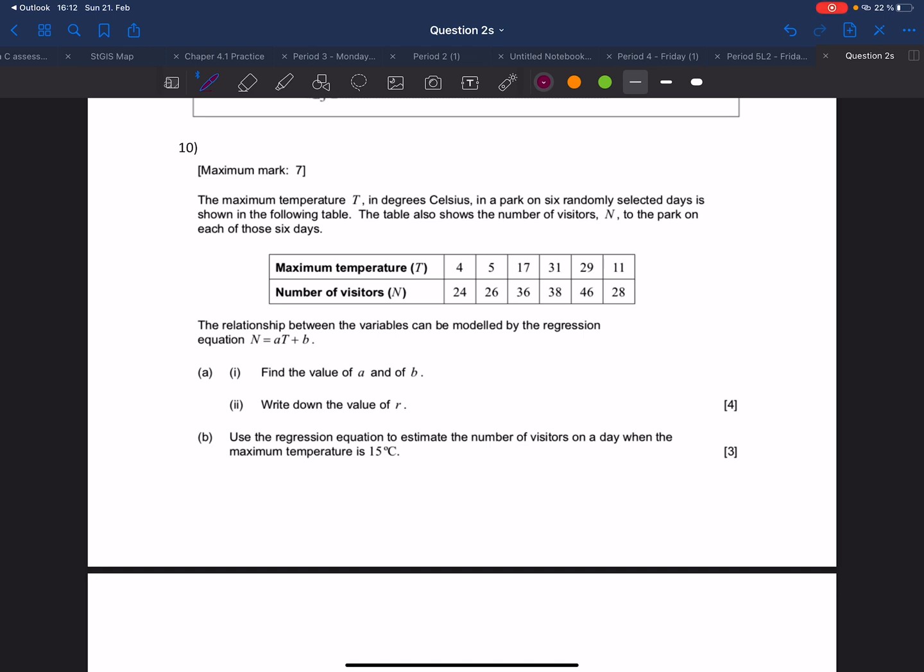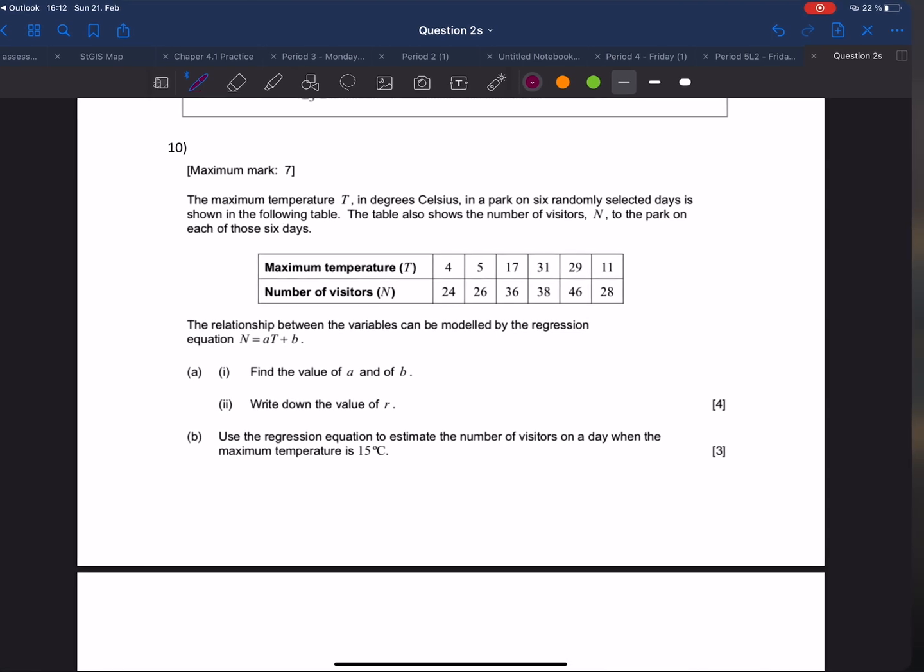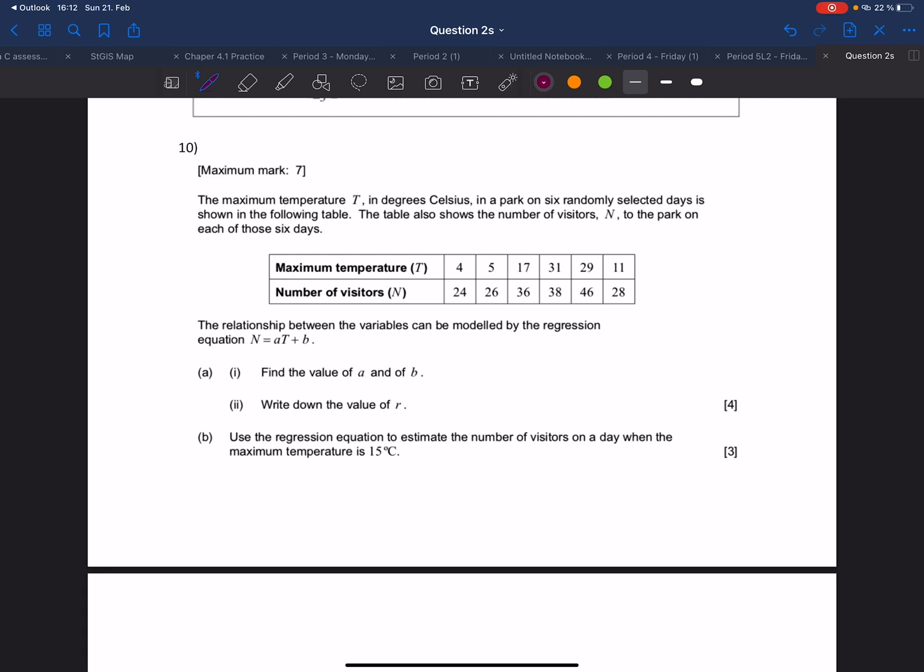And then in the first column, I'm going to write down those first values. So 4, 5, 17, 31, 29, and 11. And then in the next column, I'm going to write down my visitor numbers. So 24, 26, 36, 38, 46, and 28.